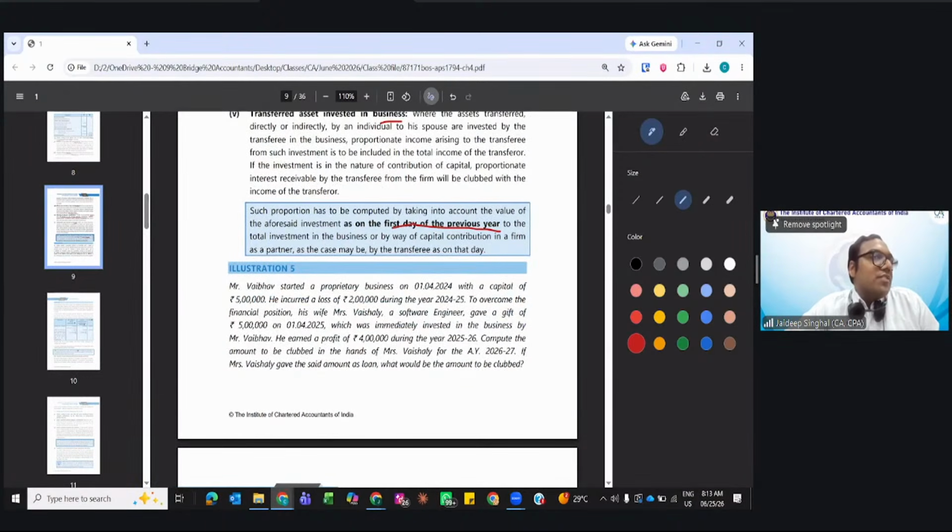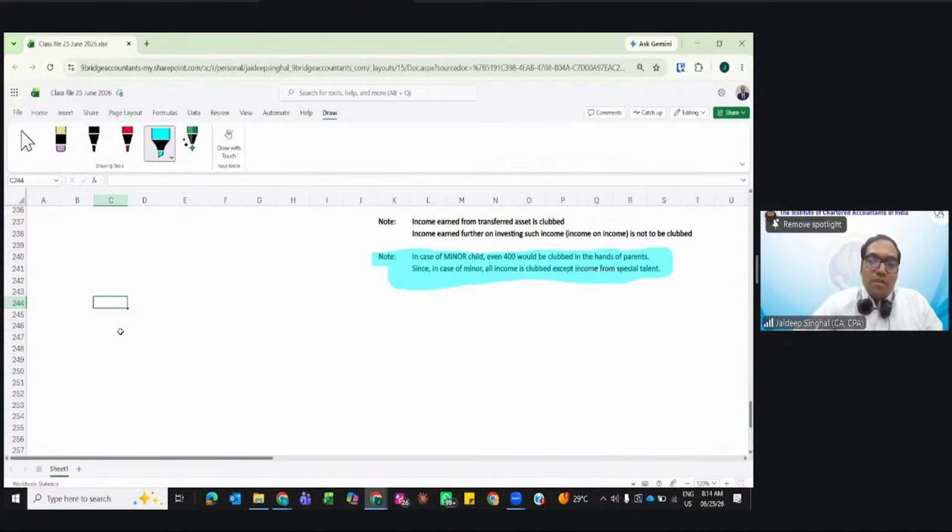I believe you have it understood, though I haven't explained. Let's do this illustration number 5. It will be automatically clear. One second. Okay. Illustration number 5.